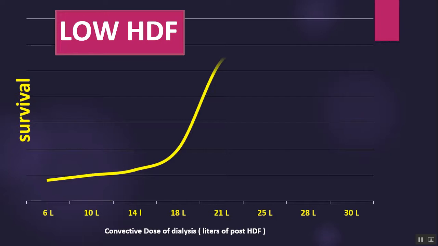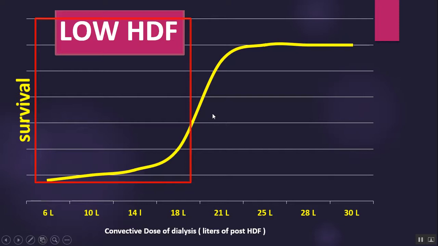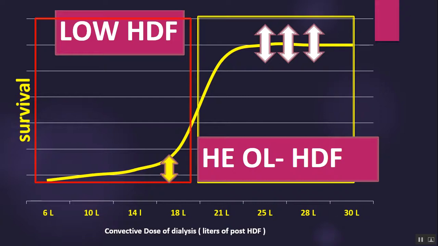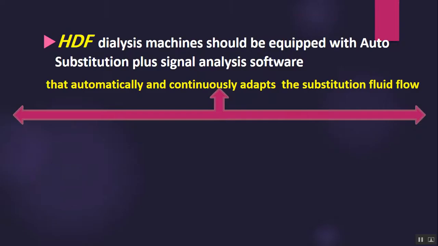When we look at that, below 21 liters there is no improvement in survival, except if we can move toward 23 liters. Above that, no significant changes in survival. That's called high efficiency online hemodiafiltration.